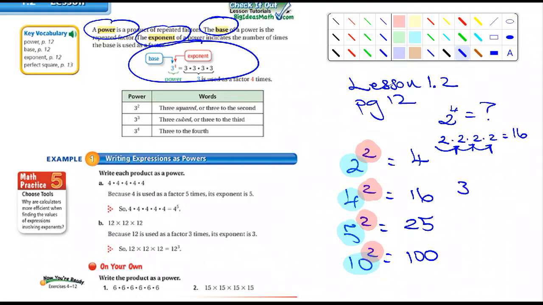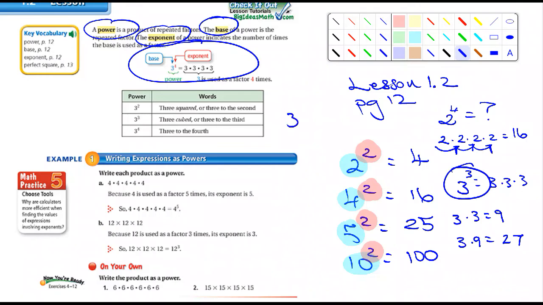What if I wrote 3 to the 3rd power? What does that equal? That's the same as 3 times 3 times 3. Well, what's 3 times 3? 6? No, that's 3 plus 3. 3 times 3 equals 9. Well then, what's 3 times 9? That's 27. So if I was to ask you what's 3 to the 3rd equal, you could put 27.